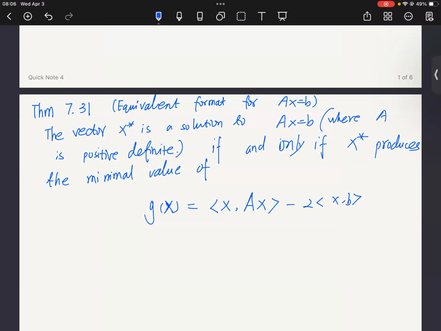Any questions before we move on? The theorem statement. Okay, if you don't have any questions here, let's see what we have next.